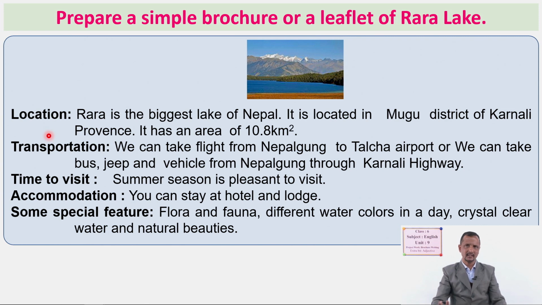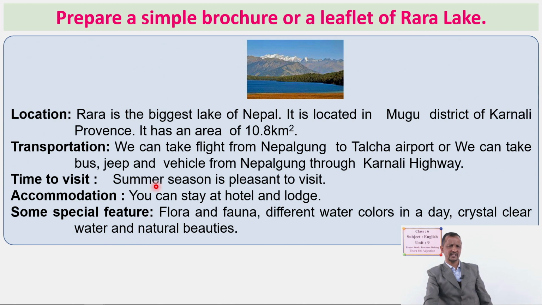Next one, transportation. It means how to reach, how we go to Rara Lake. Let's see here. We can take a flight from Nepalganj to Talcha airport. Flight also from Nepalganj, not direct from Kathmandu. And we can take a bus, jeep and vehicle from Nepalganj through the Karnali highway. We can also travel by vehicle through the Karnali highway. Right? This is the way to reach Rara Lake.